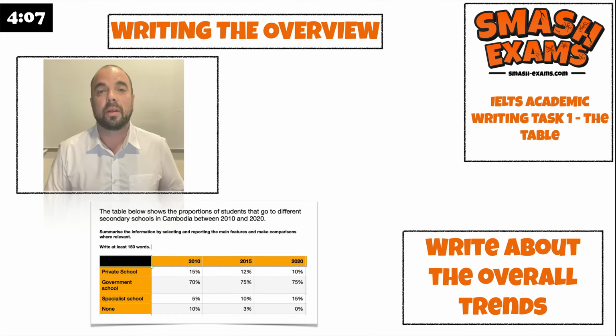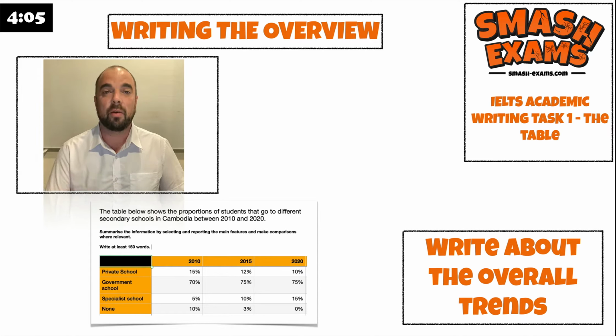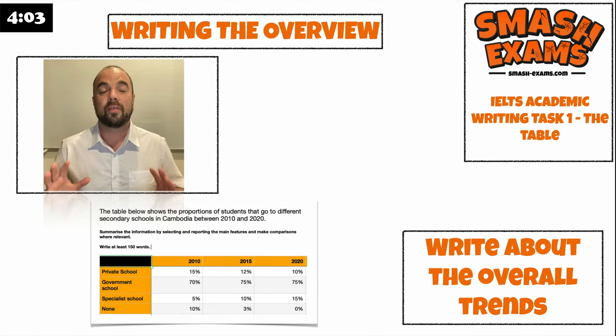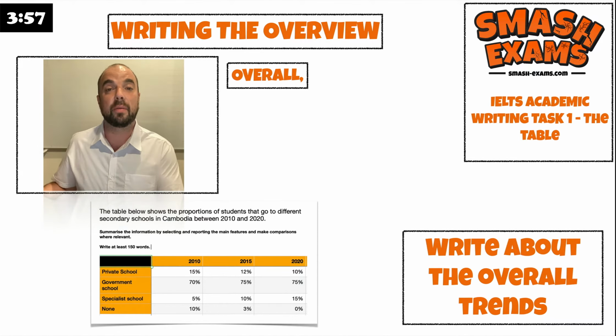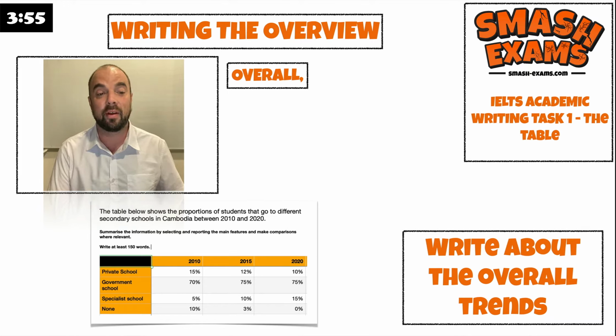In the overview, we look at the main features, and you always start with the word overall. This just gives you a nice starting point to talk about the main trends, but not talk about the detail. The detail is left for the body paragraphs, which we'll talk about next.